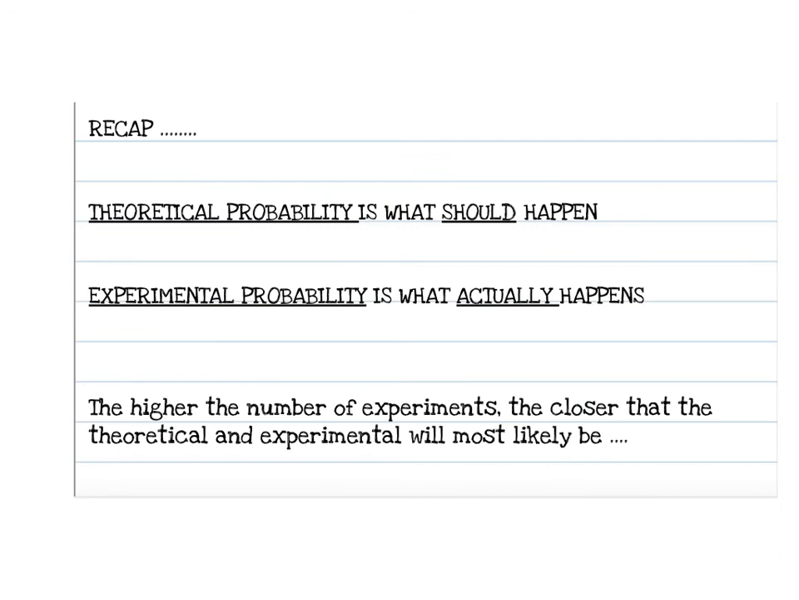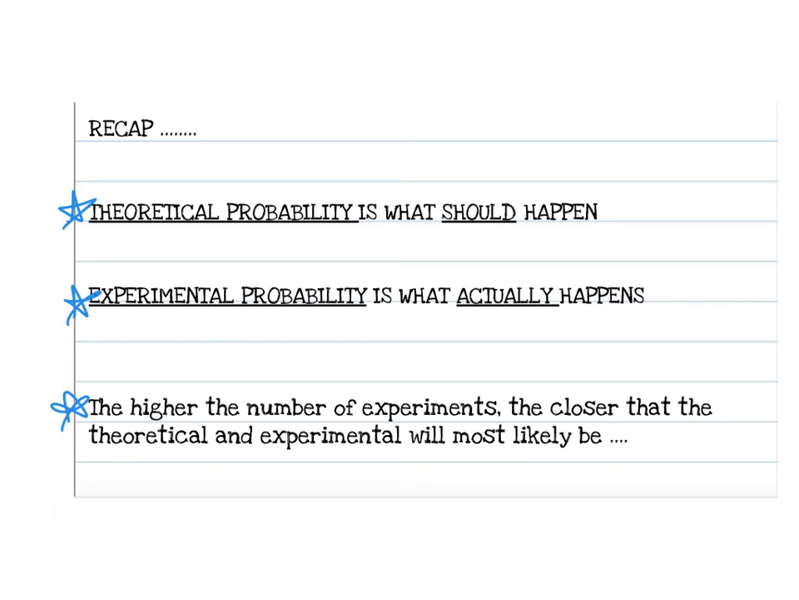Okay, so a recap. This is the part that's super, super important for this lesson. Theoretical is what should happen. In theory, right, what happened? This is just kind of a fancier way of saying what we learned about with the probability of simple events. Experimental probability is what actually happened. So we did an experiment, and now we are figuring out what actually happened from that experiment. The higher the number of experiments, the closer that the theoretical and experimental will most likely be. So make sure you write that down.